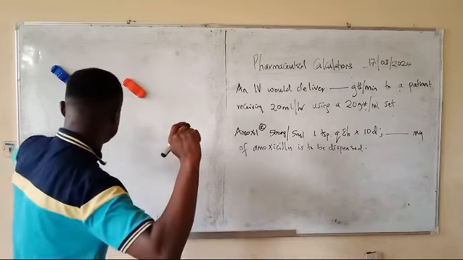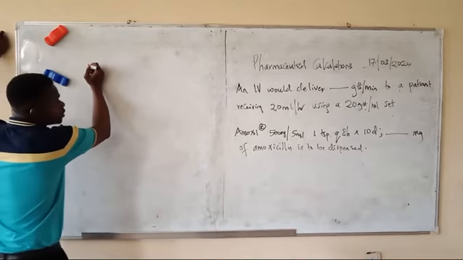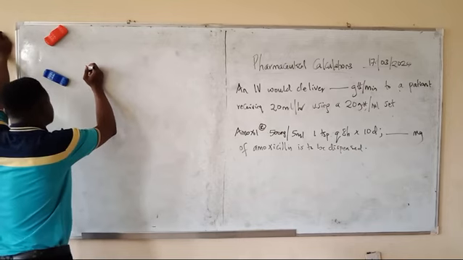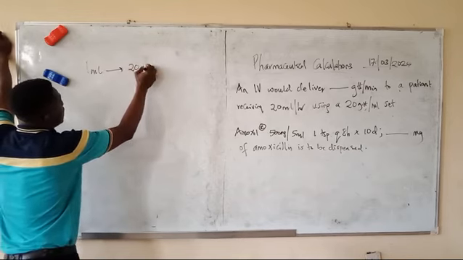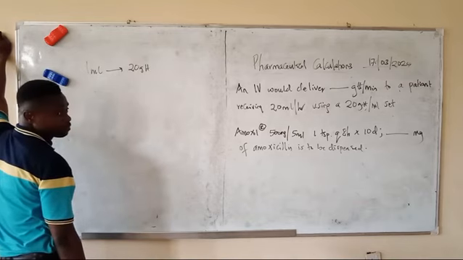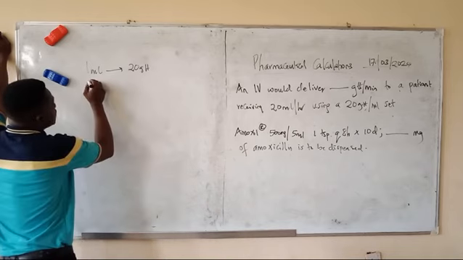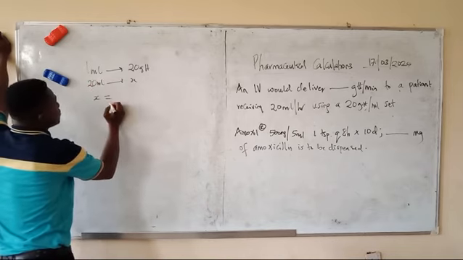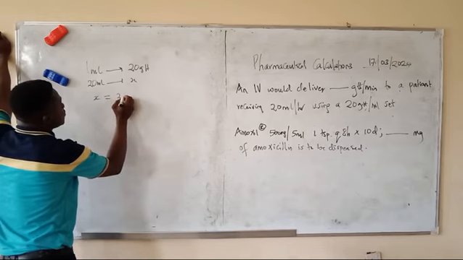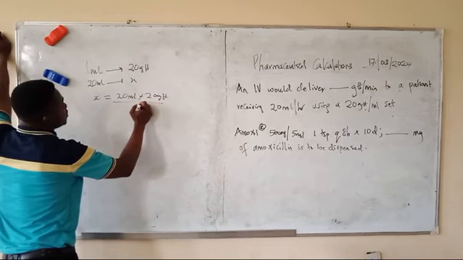Just be telling me what it is, so don't waste time. 1 mil is equal to 20 drops. 20 mil is equal to X. And X is equal to 20 mil times 20 drops, all over 1 mil.